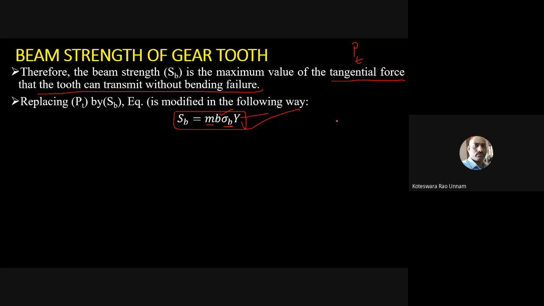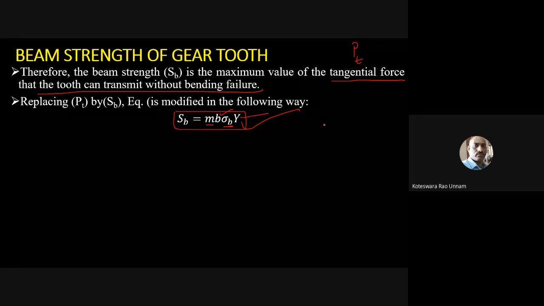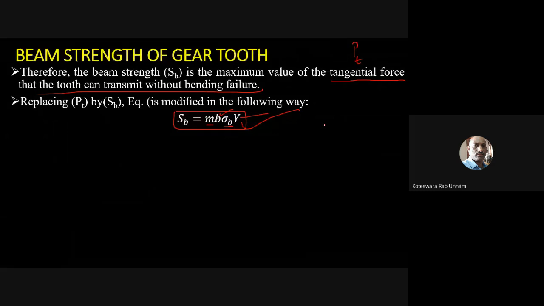Now if I want to design the gear based on static load, only beam strength is a static load. We are not yet considering the dynamic load. We'll come to that part later, how we can convert the static load into dynamic load. This equation is based only on the static load. If you design the gear based on this equation, we call it gear design based on static load. M is module, B is the face width, sigma B is the allowable stress, and capital Y is the Lewis form factor.